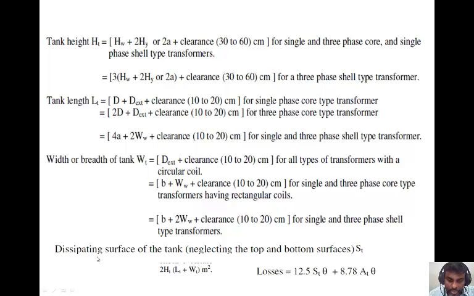And the most important thing we need to note down here is the dissipating surface of the tank, that is ST. The dissipating surface is calculated by 2 HT, that is 2 times the tank height, into the length of the tank plus the width of the tank. The losses are 12.5 into the dissipating surface, theta is the maximum temperature rise, plus 8.78 area of the tube into the base temperature.